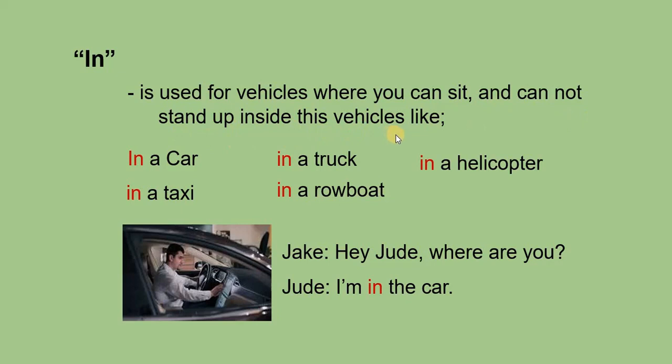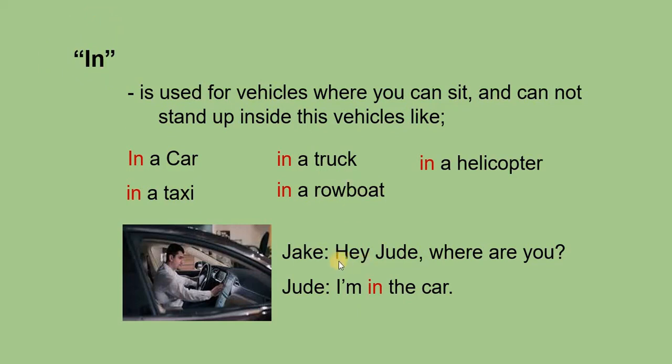Okay? So, the vehicles that we can sit only inside are: in a car, in a truck, in a helicopter, in a taxi, in a rowboat. As you can see, guys, you cannot stand in these vehicles, right? Especially when they are in motion. So, the vehicles that you can sit inside, you will end up using the preposition in.